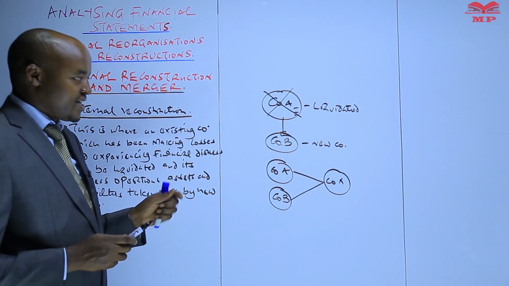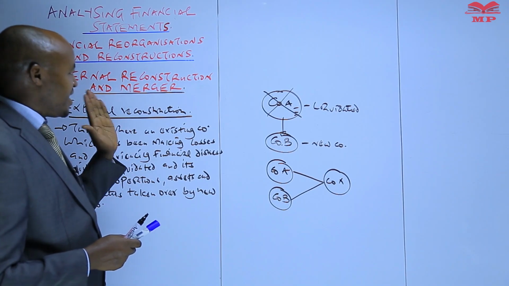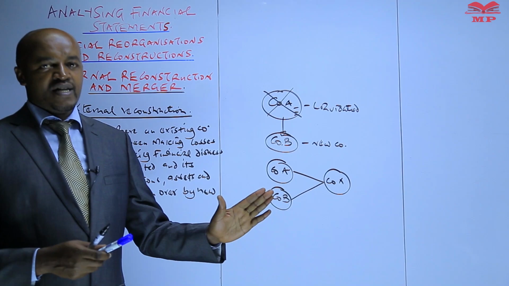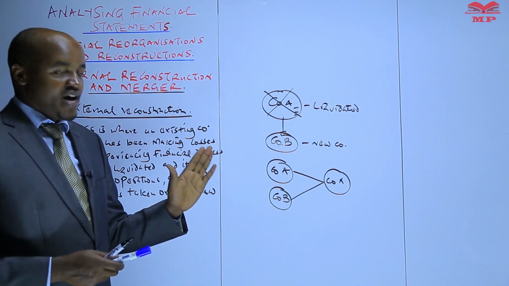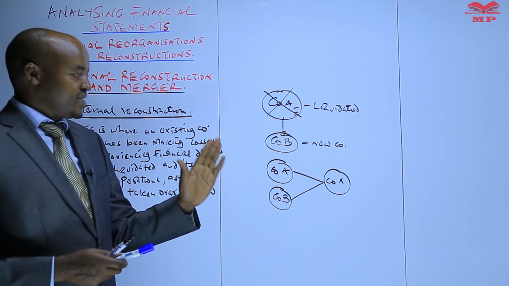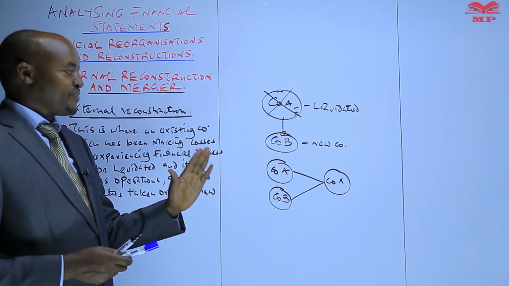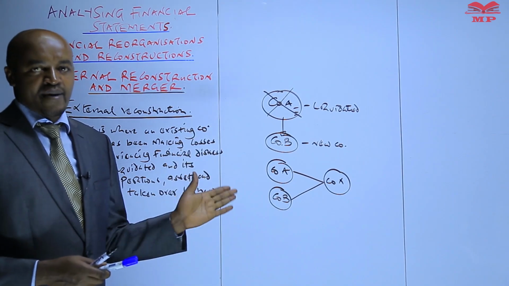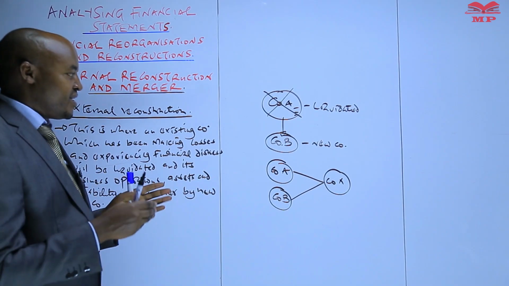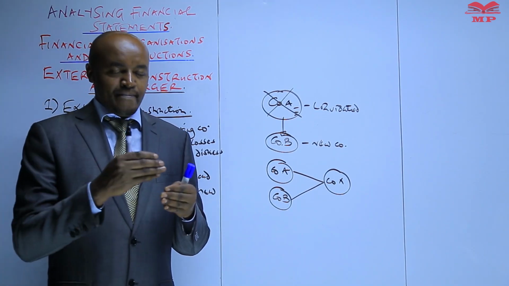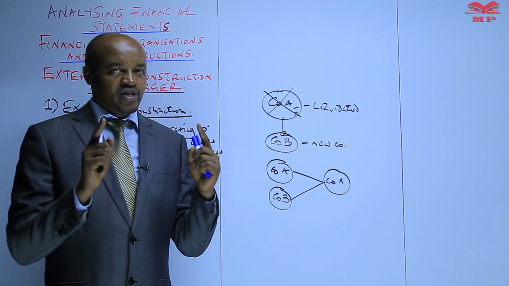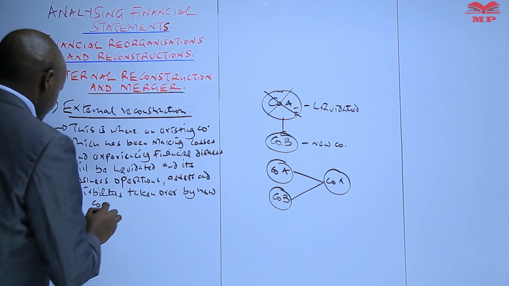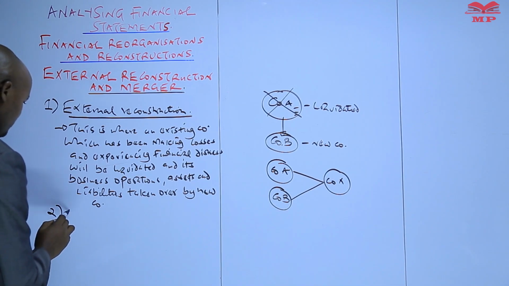The similarity is that under both merger and external reconstruction, we have a company or companies which are liquidated, and on the other hand, we have a new company which is formed, or registered, to take over the business operation, assets and liabilities of the company or companies being liquidated. That's why we have said that from an accounting point of view, merger and external reconstruction are accounted for in the same way. But even before we proceed to look at the accounting aspect, we can first define what is merger.